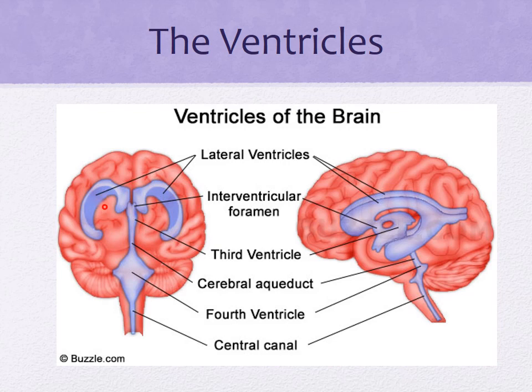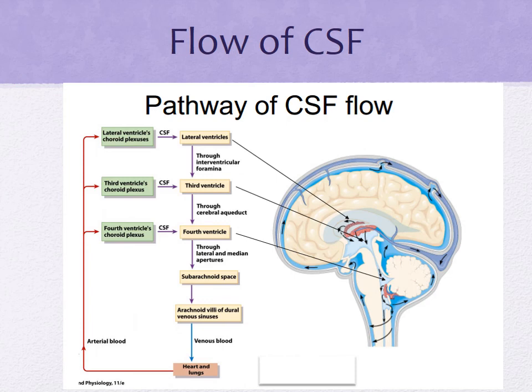Just to give you a lay of the land as far as the ventricles of the brain, you can see the lateral ventricles here, which are your main ventricles. You can see a side view here. Then you have the interventricular foramen right here, which takes you to the third ventricle. Then the CSF goes down the cerebral aqueduct into the fourth ventricle, and then down the central canal. This is just a basic lay of the land, and the next slide will show you the actual flow of the CSF.